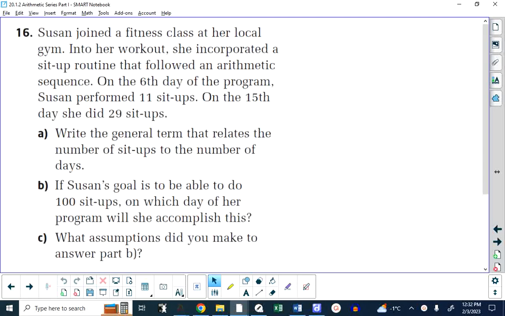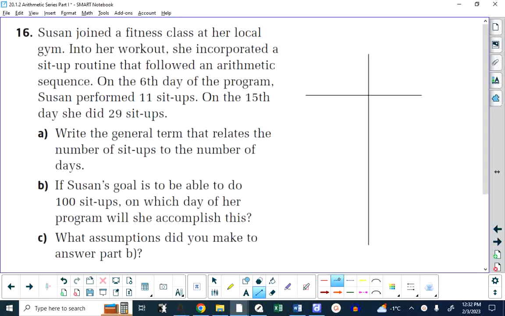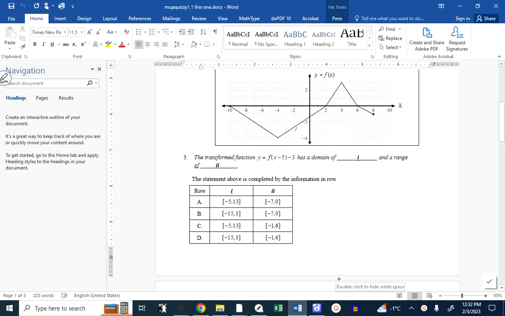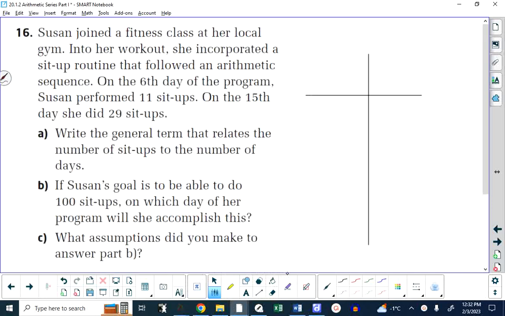And I talked about this in the video that I made, and I've talked about it numerous times here. I think this really helps you get a better handle on what N is and TN is, because very often you can confuse the two. N here is really the day number of the routine, and TN is the number of sit-ups.